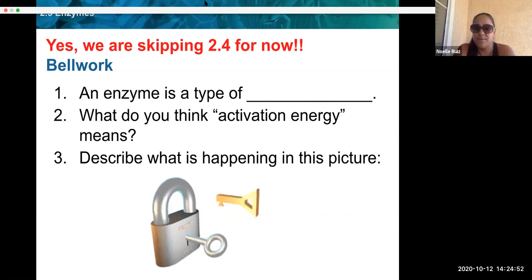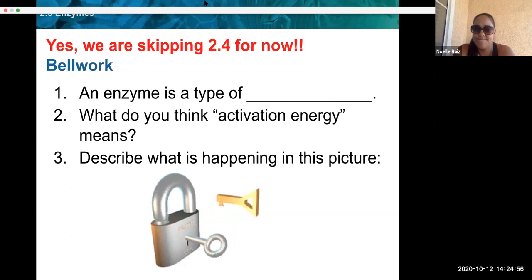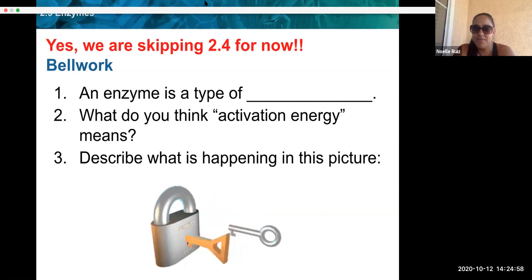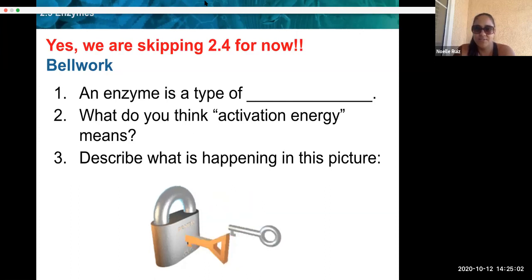And then number 3, what's happening in that picture? What is that? Somebody give me a sentence about what is happening in the picture. It's not a trick question. I just want you guys to describe what you see. So which one's opening the lock, Shayla? The gold or the silver key? Keys in a lock, yeah.